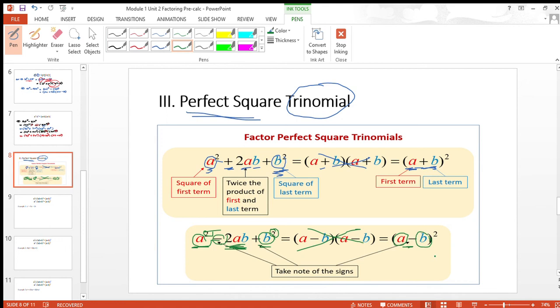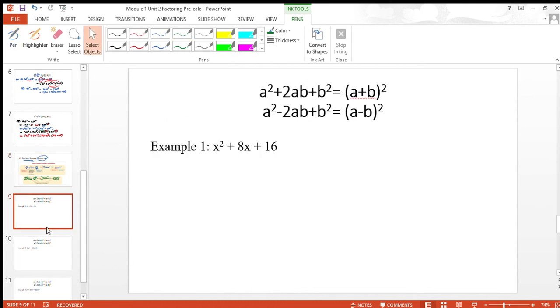Before you can factor a perfect square trinomial, you have to check first if the trinomial given is indeed a perfect square trinomial. Let's look at an example. We have x squared plus 8x plus 16. Clearly, x squared is a perfect square. 8x is not, because x has an exponent of 1. 16 is a perfect square.